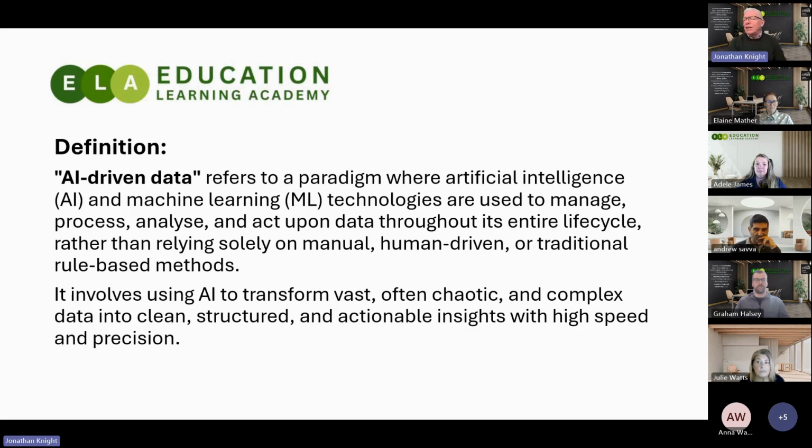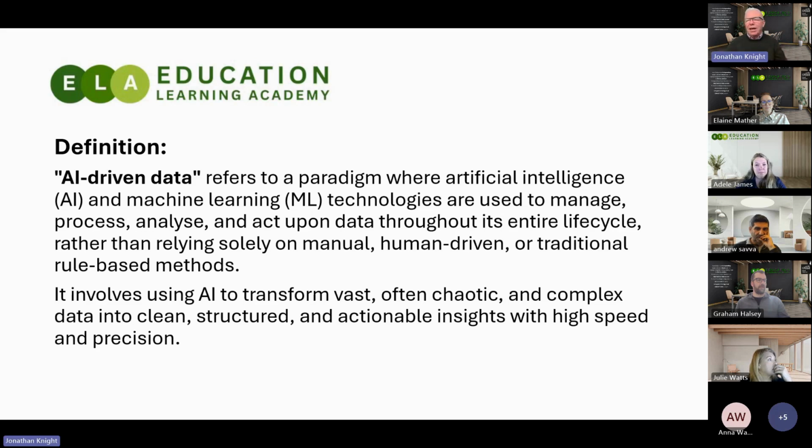So, there's my definition of what AI is. It refers to a paradigm where artificial intelligence and machine learning technologies are used. It's a real paradigm shift when you look at what's going on in the world right now, and the growth of data centers, and probably 4 or 5 people that are probably going to decide how AI moves forward in the future.